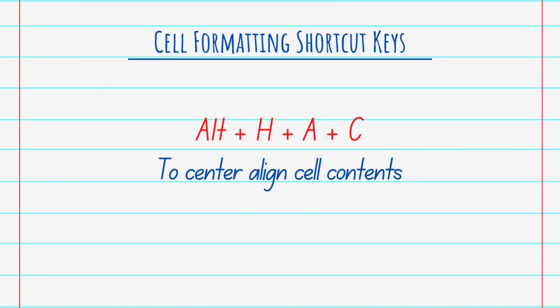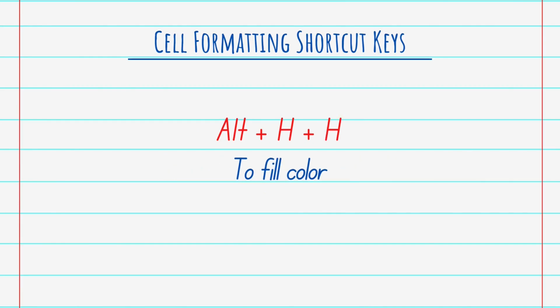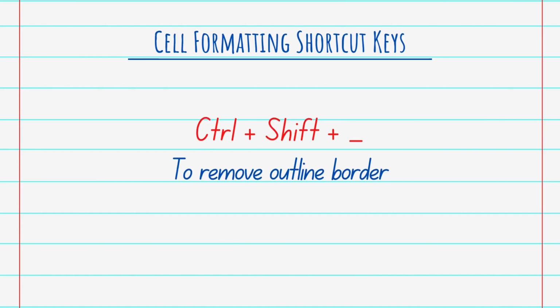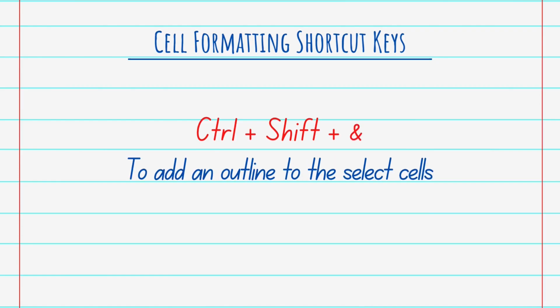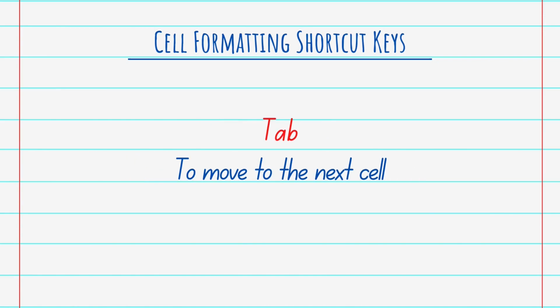Alt plus H plus A plus C to center align cell contents. Alt plus H plus H to fill color. Alt plus H plus B to add a border. Ctrl plus Shift plus underscore to remove outline border. Ctrl plus Shift plus ampersand to add an outline to the selected cell.